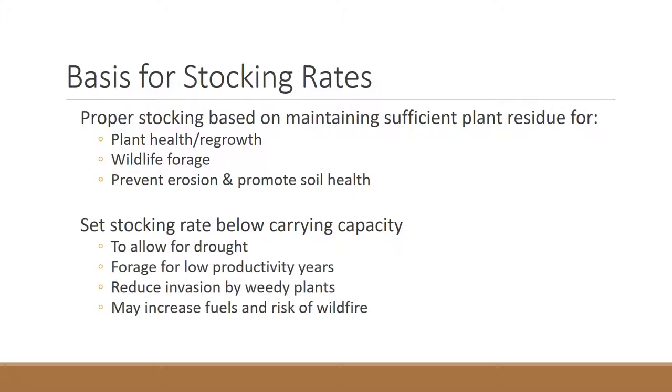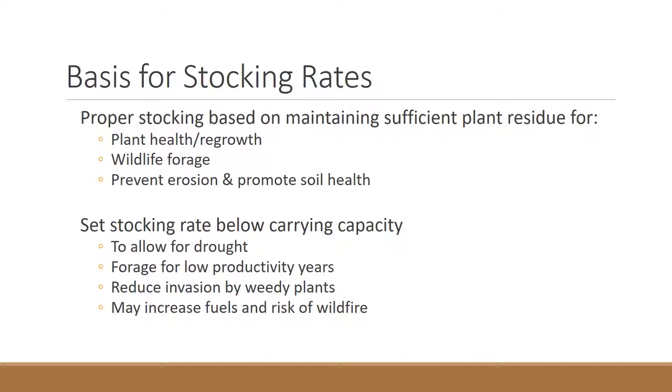So if you set stocking rate below carrying capacity, there's several advantages. It does allow for some variation during drought. If you have very healthy plants, they can have good access to soil water way deep into the soil, so they survive better during drought. It allows for some extra forage during periods of low productivity. If you go into a year where there's not as much forage, having some residue from the previous year can be of an advantage. Maintaining healthy plant communities also means that those desirable plants are using most of the resources and they can reduce weed invasion. That's not always true. Some weeds are really well adapted to the ecosystem and they'll come in regardless of how healthy the range is. But in general, a healthy range is better at warding off or reducing weed invasion.